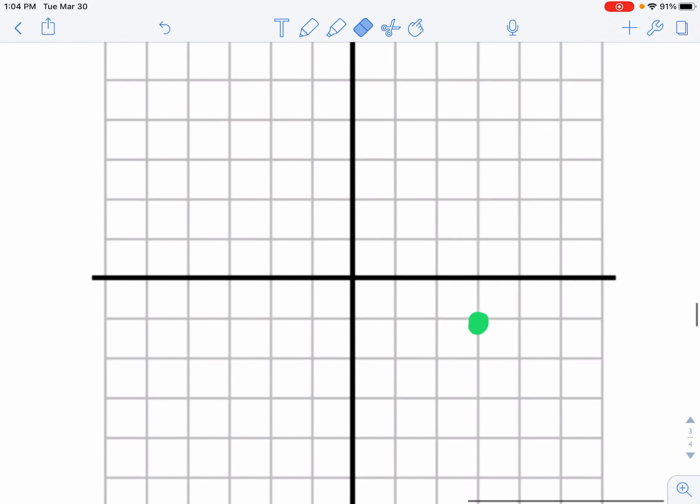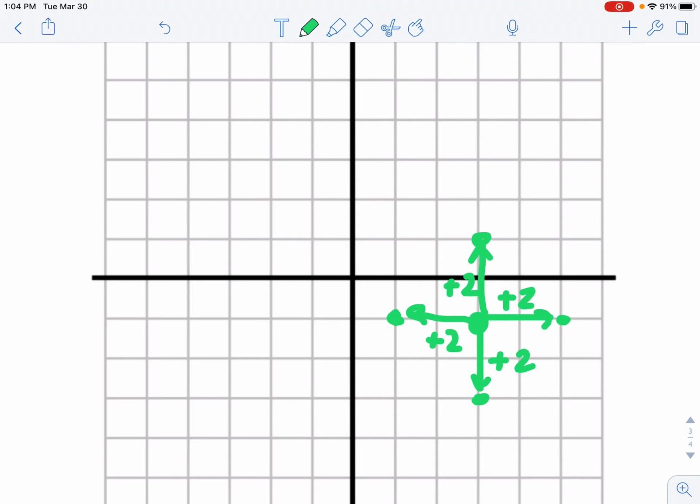radius is 2. This is how I like to do it if you're on paper. I know we got some really good things on Notability that draws a circle for us, but I just go 2 right, up, left, down. I just go 2 in all directions and then do my best to draw a circle through those points. That's more for paper. On Notability, we can make a perfect circle.